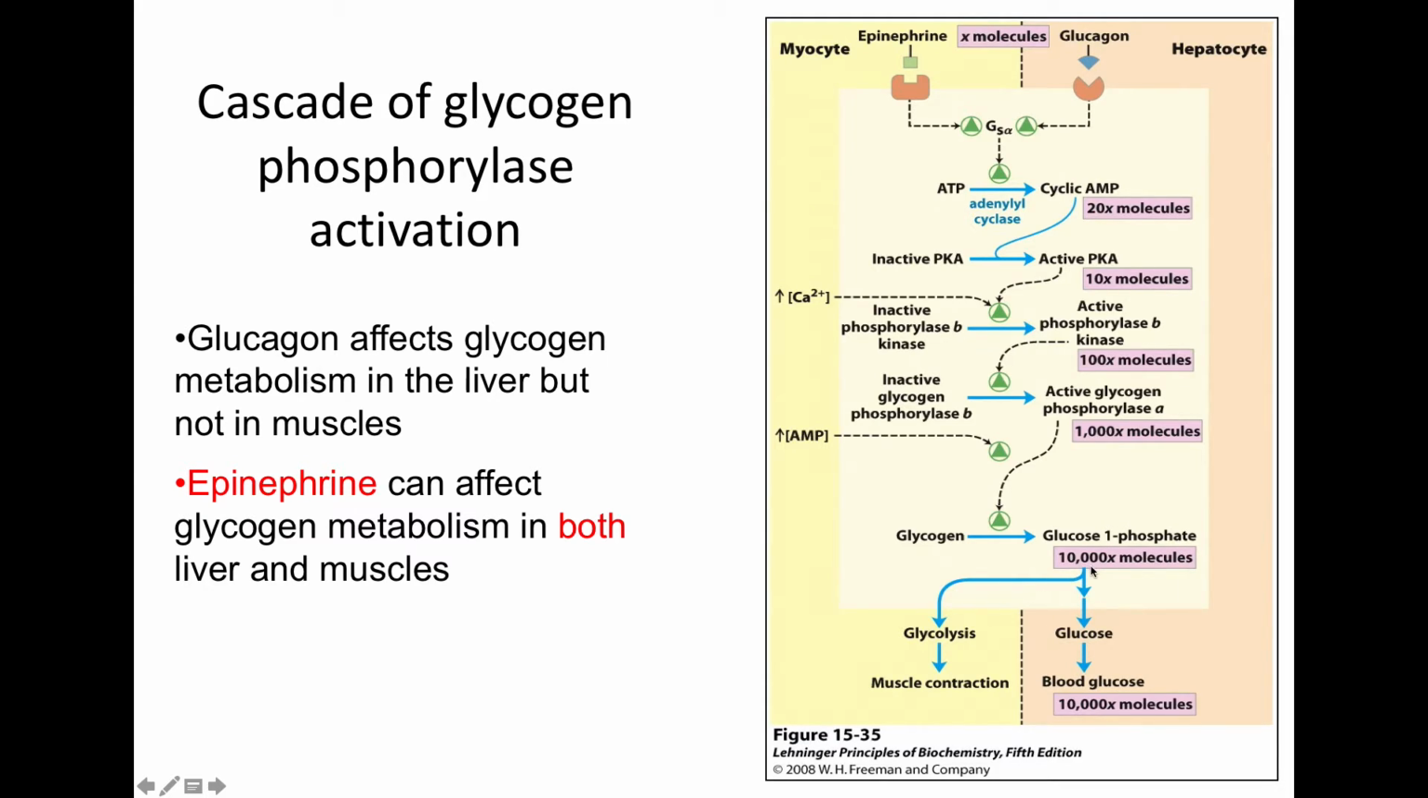As a result, glucose 1-phosphate enters muscle cells and goes to glycolysis to make energy. But for the liver, it will eventually be converted to glucose, and the glucose is sent back to the bloodstream. So you are going to need to remember or get familiar with this cascade of glycogen activation.